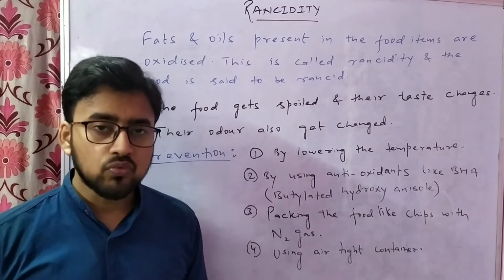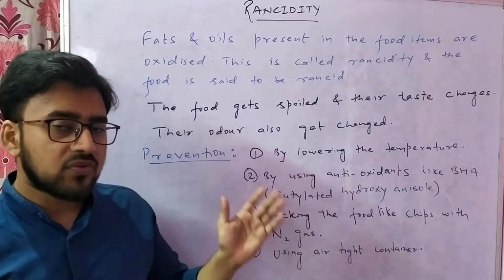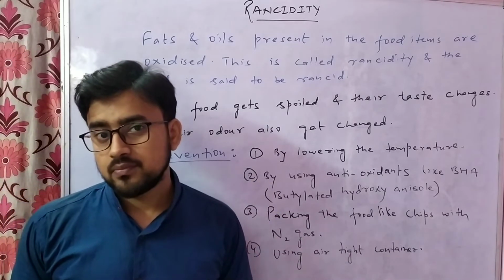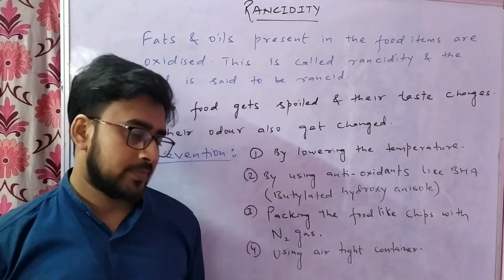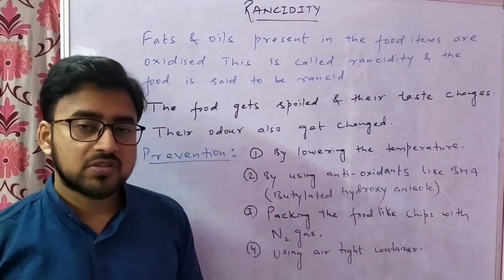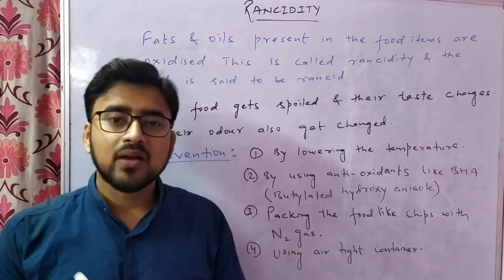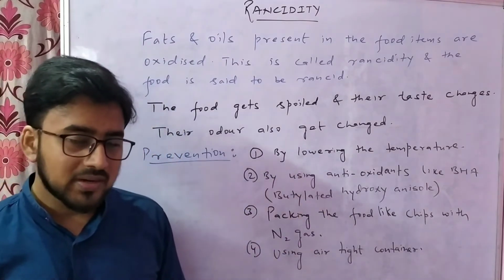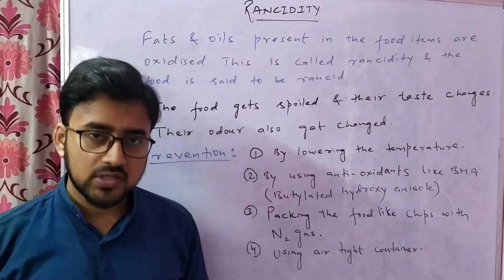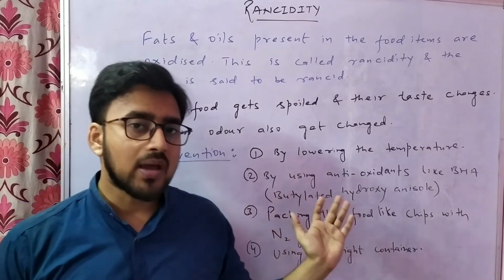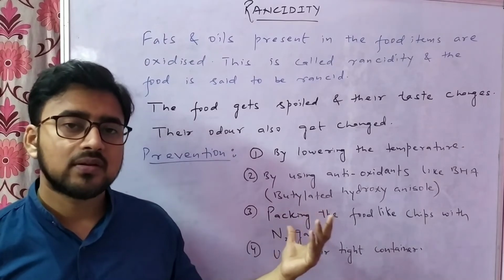Now what can we do to prevent rancidity, to store the food for a longer time? There are certain things that you can do. The first thing is keeping the food in the refrigerator. By lowering the temperature, oxidation can be delayed. Next is using certain substances like antioxidants. What are antioxidants? They delay the process of oxidation. For example, BHA, butylated hydroxyanisole. If you add BHA, the oxidation process gets delayed.